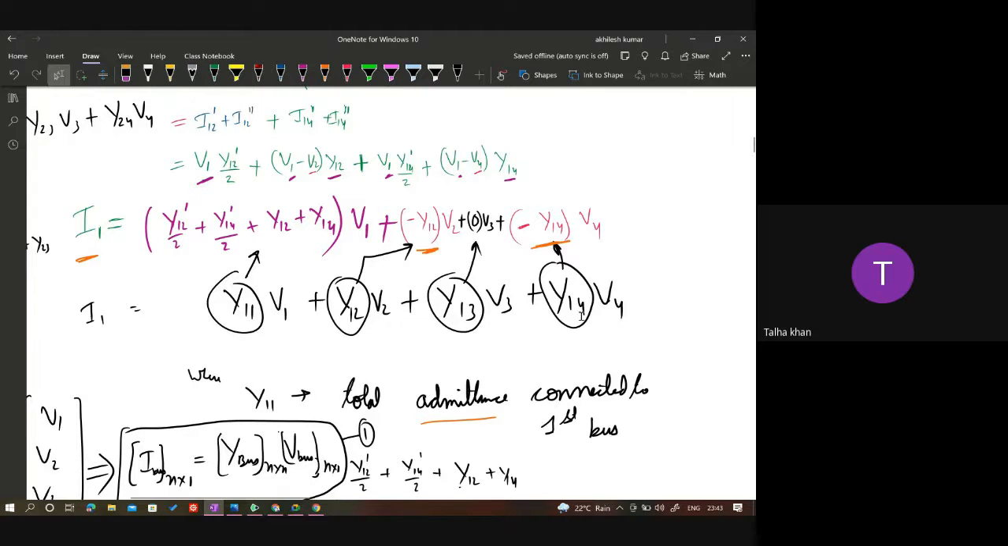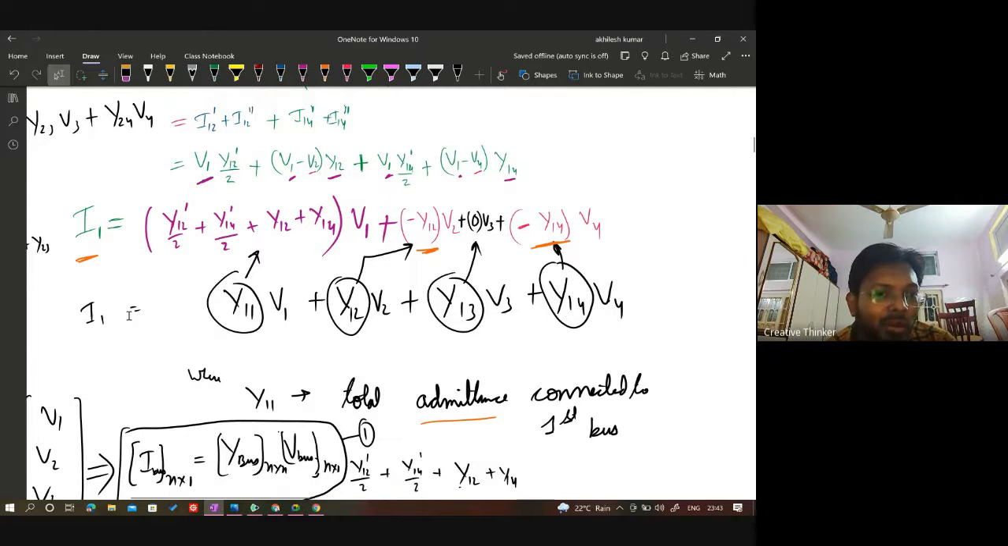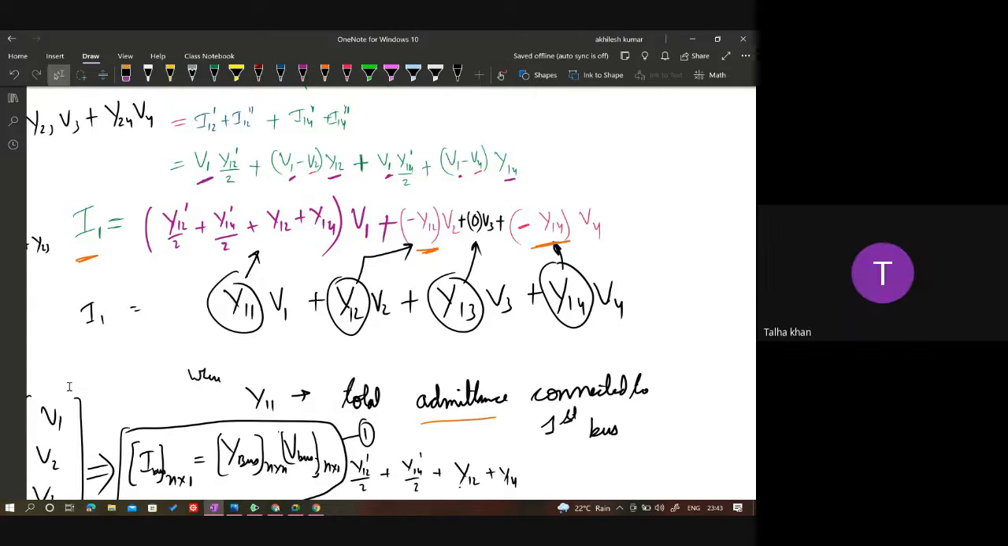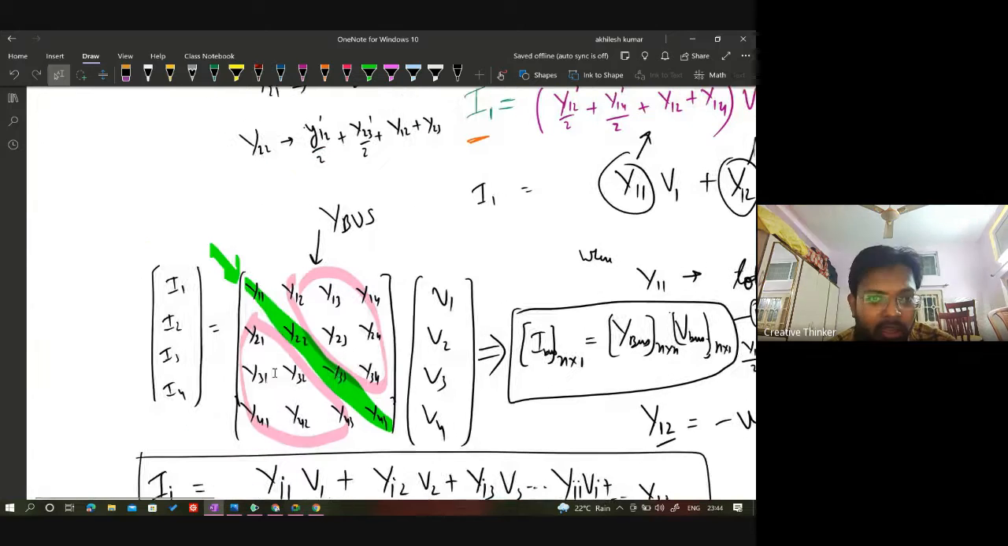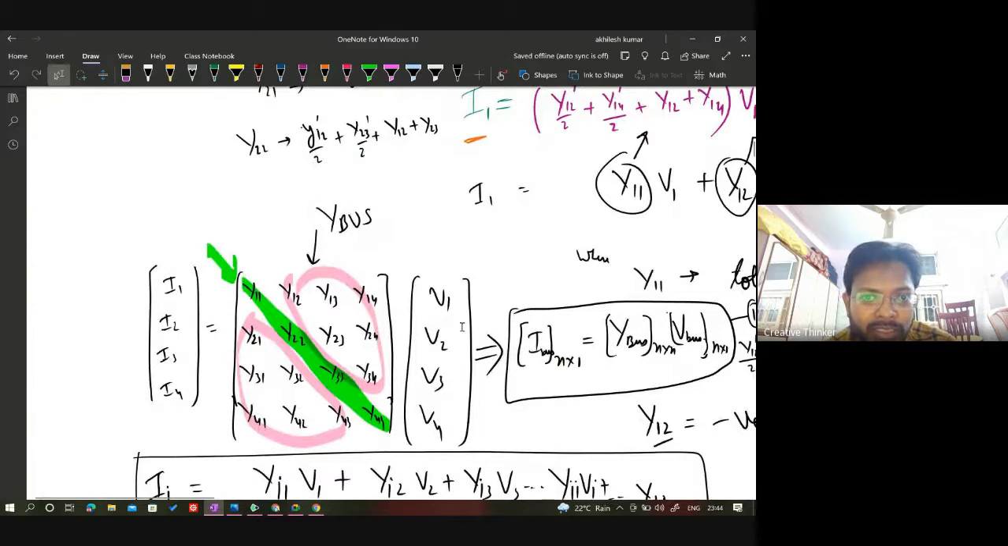Similarly I1 I have written in this form. Similarly I2 and I3 I can also write, because there are four buses. For all the buses I can write the injections in the same fashion, in the same manner. So this is the matrix I can write. These are the bus injections.